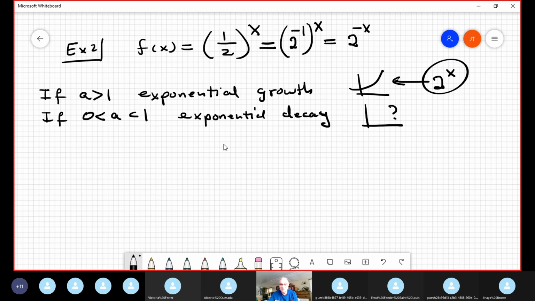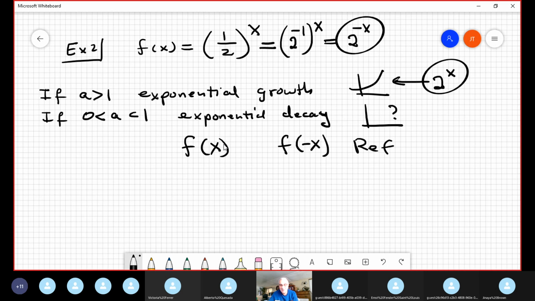When this is positive, it's this. But when this is negative, you remember transformation: when you have a function and you replace x for negative x, that's reflection, no? Do you remember reflection? When you replace x for negative x, it's reflection about the y-axis.